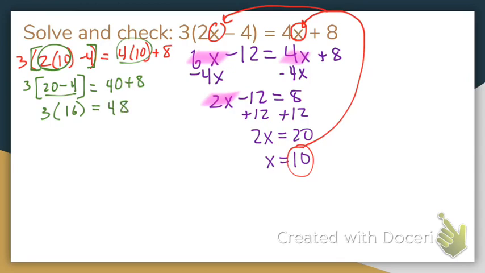On my right side, 40 plus 8 is 48. And then 3 times 16 is 48. So 48 equals 48. That means I got the right answer. That's how you know if we got the right answer or not. Okay, let's move to the next problem.